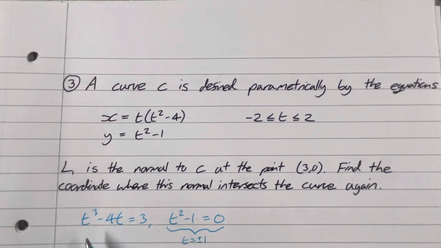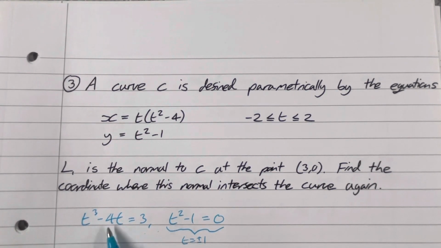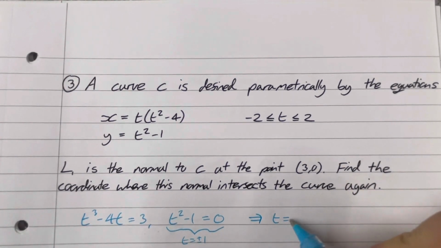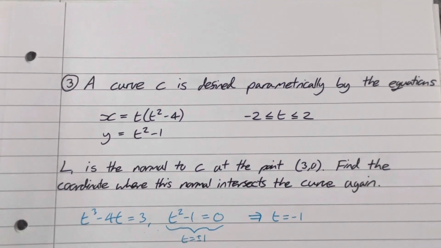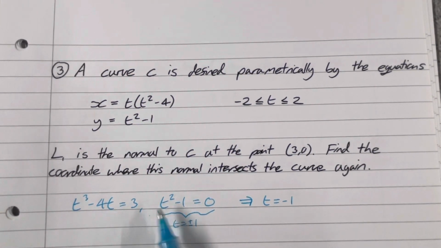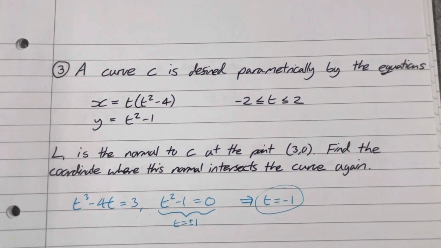If I plug in t is 1 into here, I'm going to get 1 minus 4, which is negative 3, so that's not right. And if I plug in minus 1 into here, I'm going to get minus 1 plus 4, which is 3. So we know that t is equal to minus 1. But the important thing to note there is the value of t has to satisfy both the x and the y equations. It can't just satisfy one of them, it's got to satisfy both. So t is minus 1 is the value of t that I'll be using.